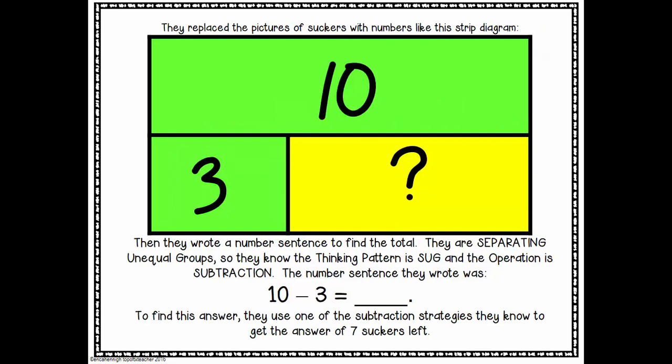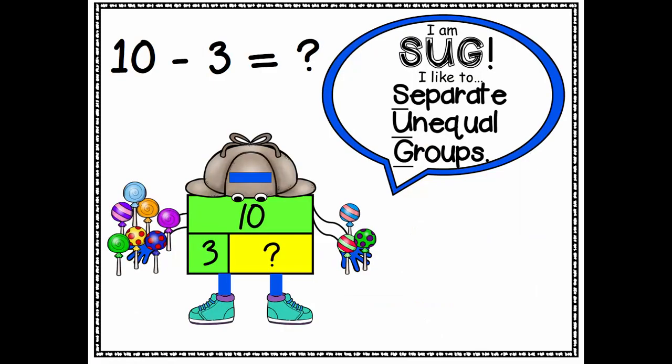They replaced the pictures of suckers with numbers like this strip diagram. Then they wrote a number sentence to find the total. They are separating unequal groups, so they know the thinking pattern is Sug and the operation is subtraction. The number sentence they wrote was 10 minus 3 equals blank. To find this answer, they use one of the subtraction strategies they know to get the answer of 7 suckers left. "I am Sug. I like to separate unequal groups."